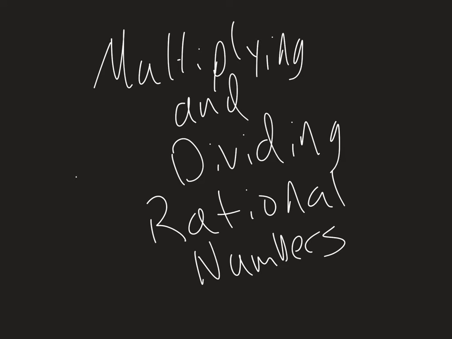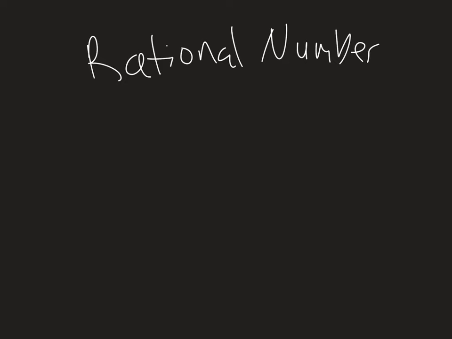In this video, we'll talk about multiplying and dividing rational numbers. So let's talk about what a rational number is. A rational number has two working definitions. One is with the decimal, and that would be either a terminating or repeating decimal.